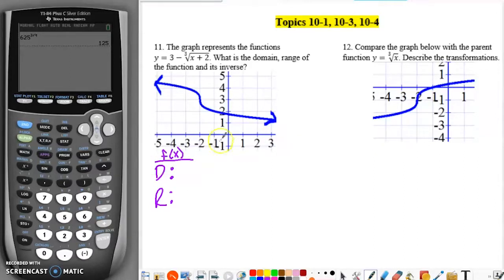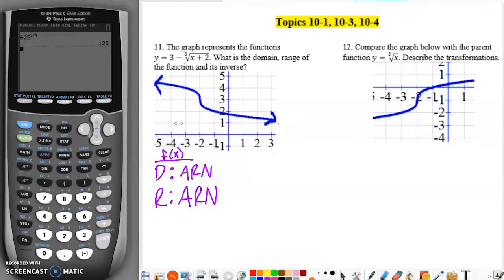Looking at the domain, that's going from the left to the right, we can see the arrows are telling us we're not stopping in either direction. So our domain is all real numbers. Now range, remember ranges are y values, so going up and down. We're decreasing as we go this direction. You notice, again, I have the arrow. So that tells me my range is also all real numbers. There is no limit on this graph at all.